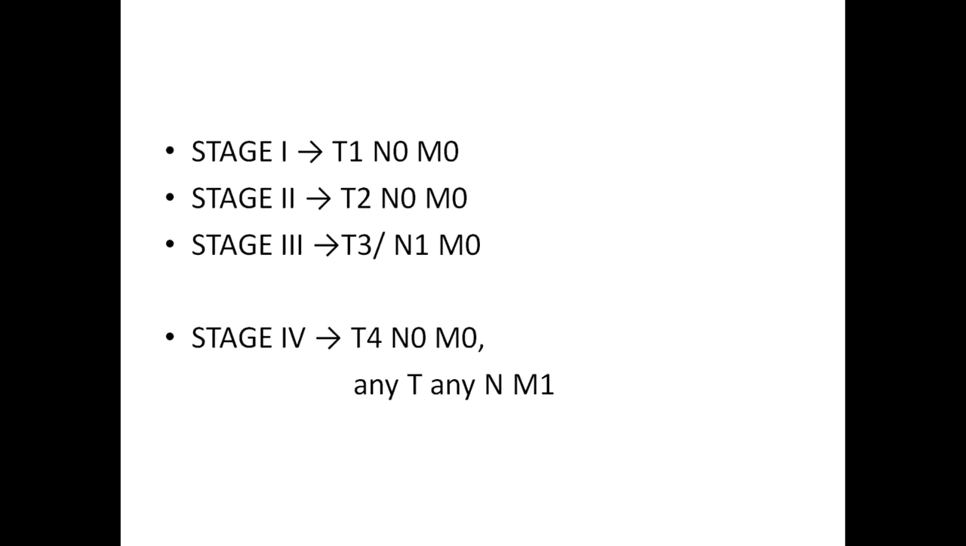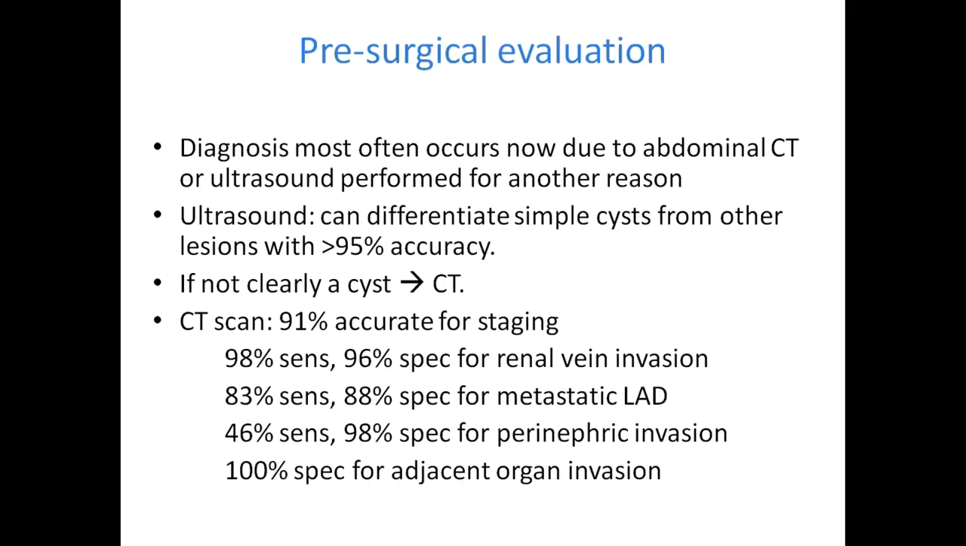Stage 1 is T1, that is less than 7 centimeters, N0, M0. Stage 2 is more than 7 centimeters within the capsule, N0, M0. Stage 3 can be a T3 tumor or an N1 tumor: T3 N0 M0, or any T with N1 M0. Stage 4 is T4 N0 M0, or any T or any N with M1.